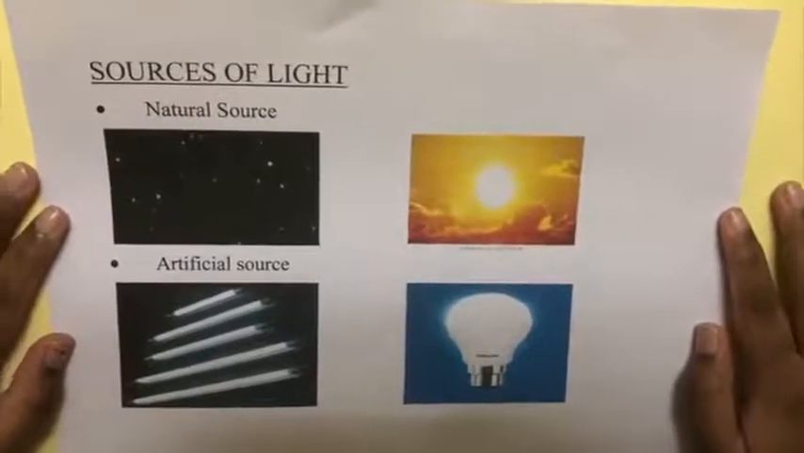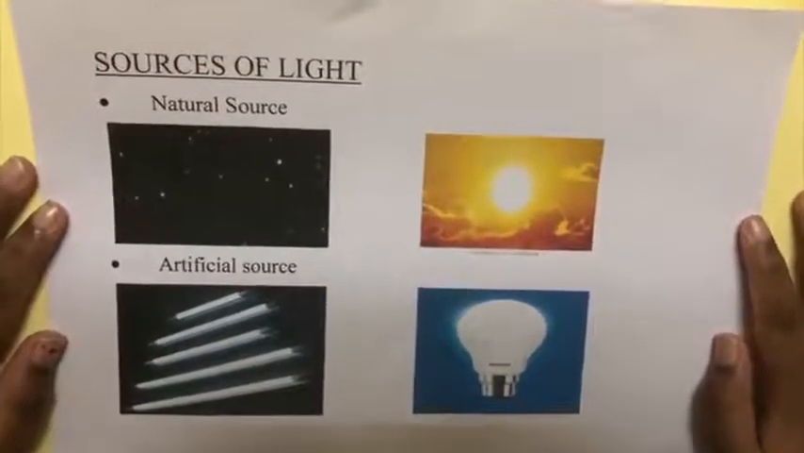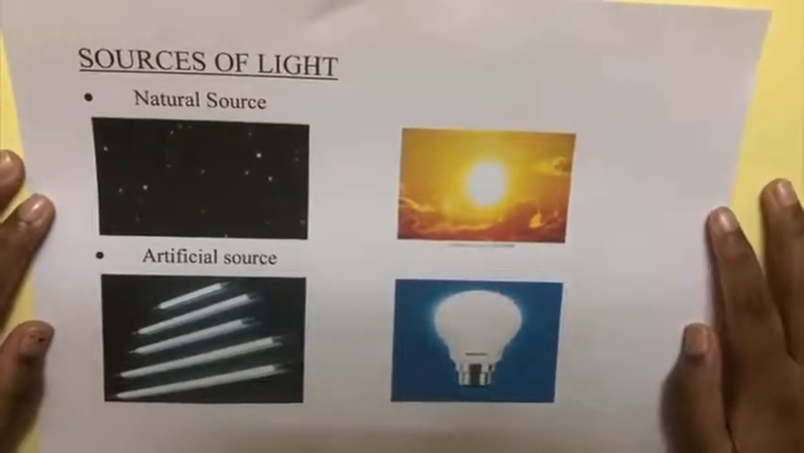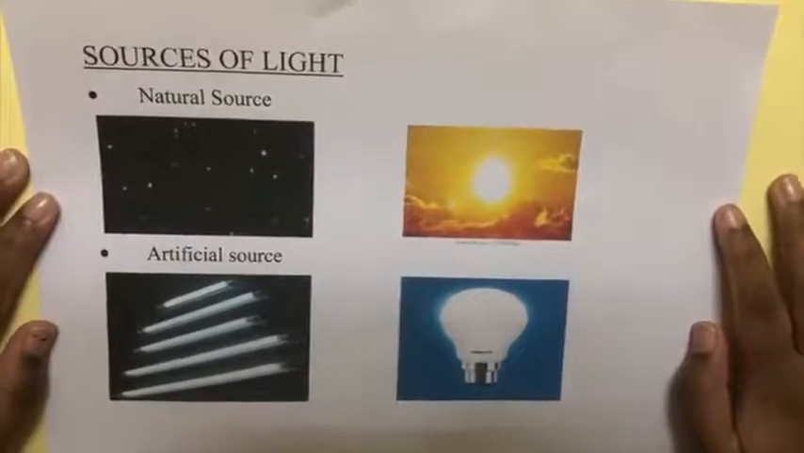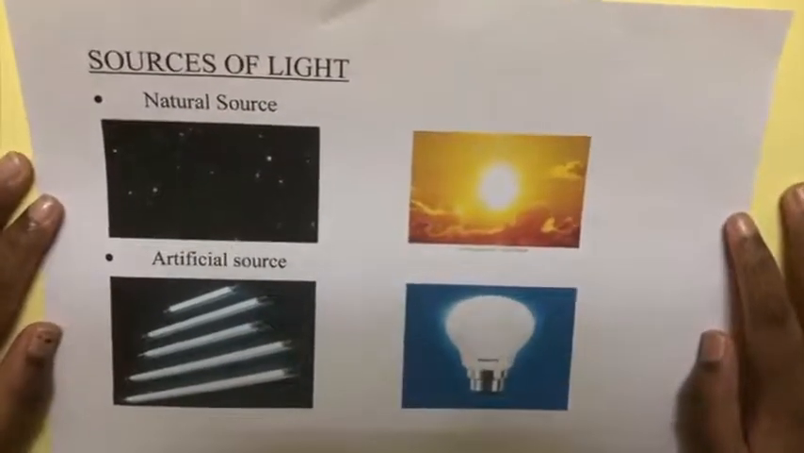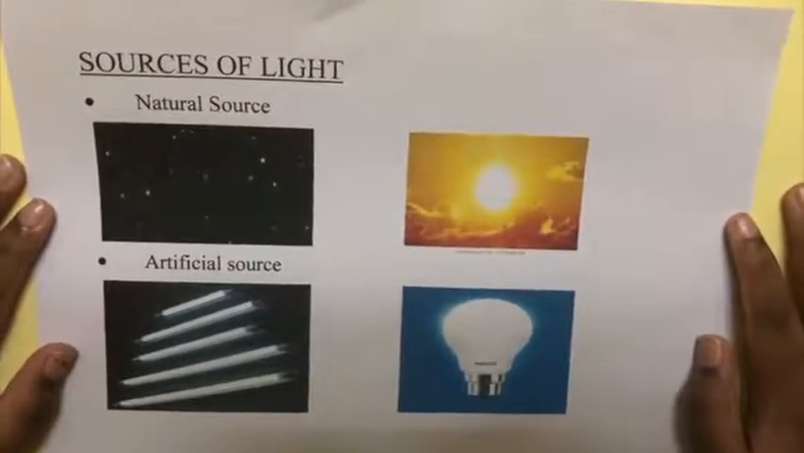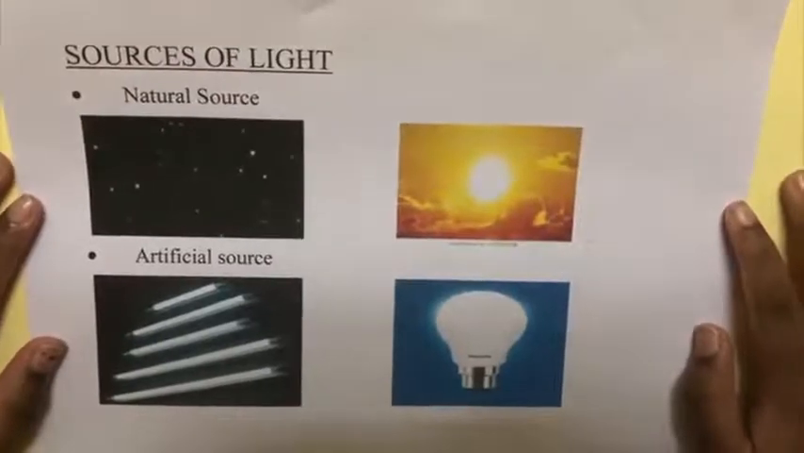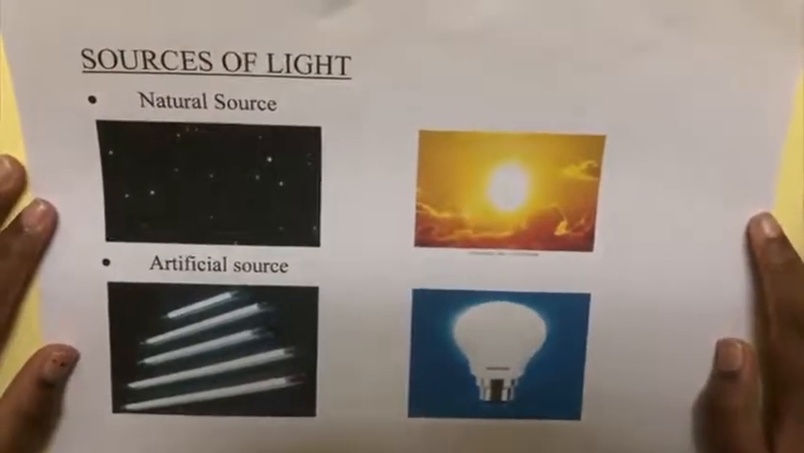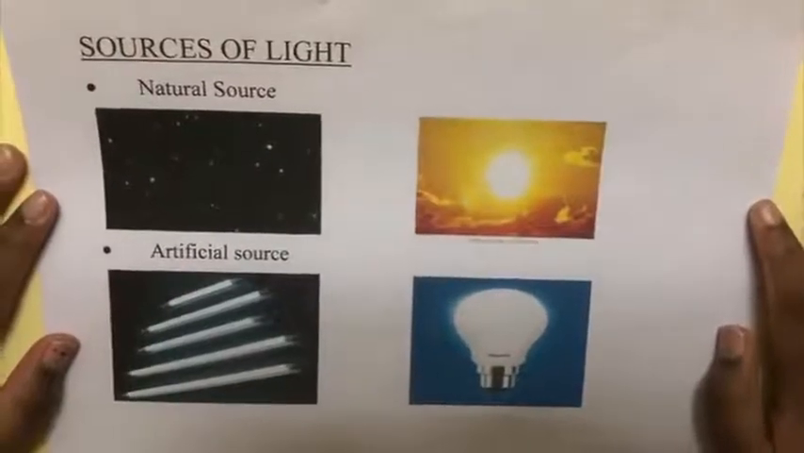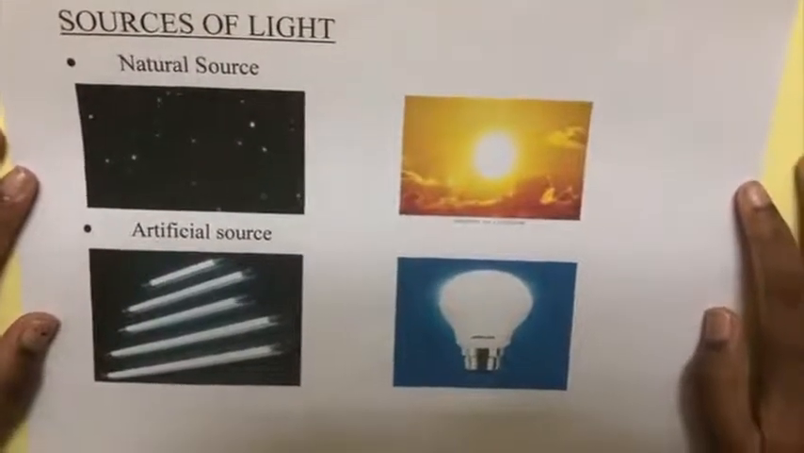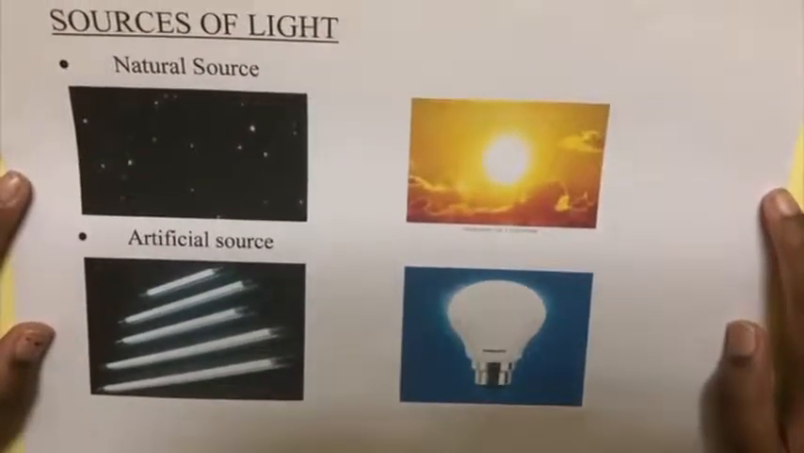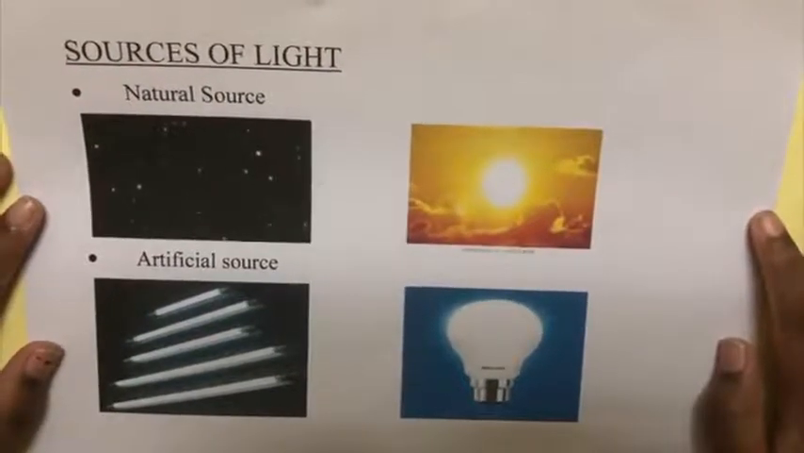Any object that gives out light is called a source of light. They are classified as natural sources of light and artificial sources of light. Natural sources of light are objects that are found in nature. For example, the sun, stars, lightning, and even some aquatic animals and insects give out light. Artificial sources of light are light sources made by human beings. Examples: tube lights, LED lamps, fluorescent lamps, etc.